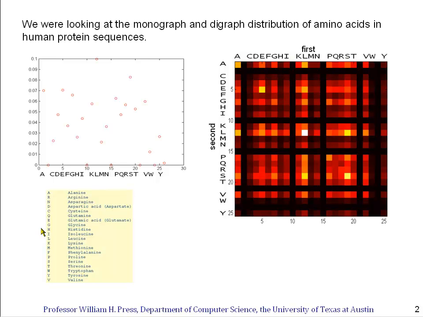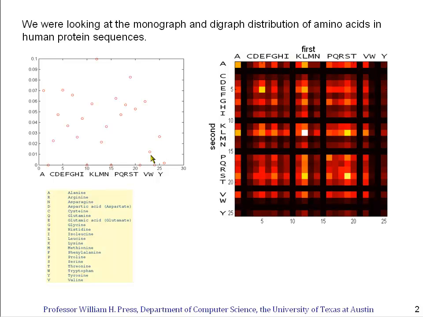And we learned that they vary over about an order of magnitude, from the most likely amino acid, leucine, with probability about 1/10, to the least likely amino acid, it's down here, tryptophan, with probability about 1%.